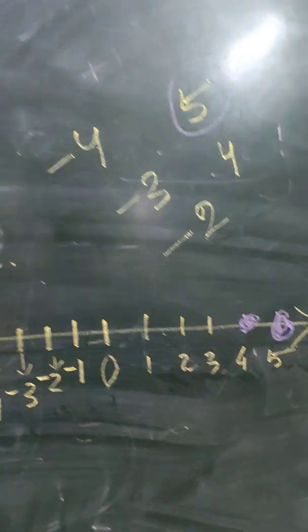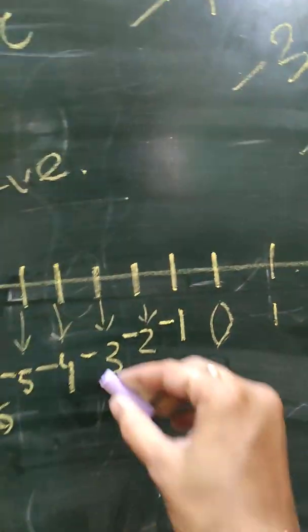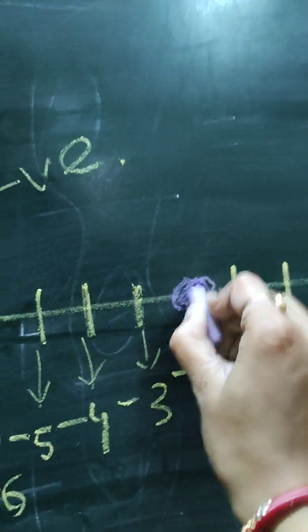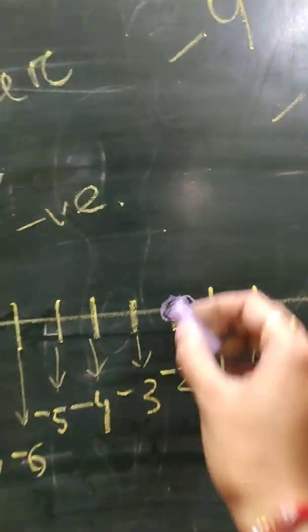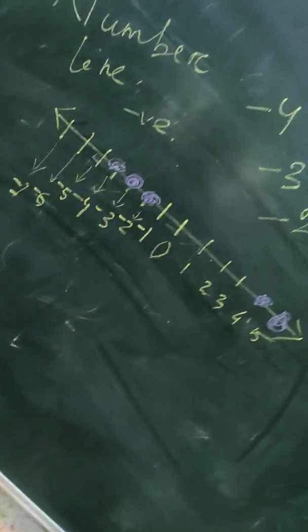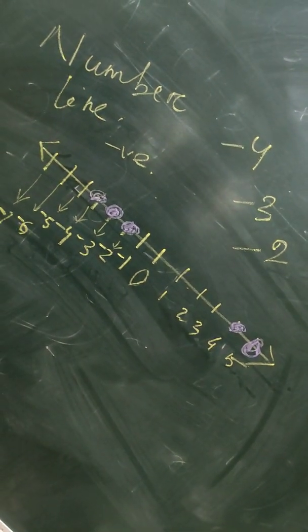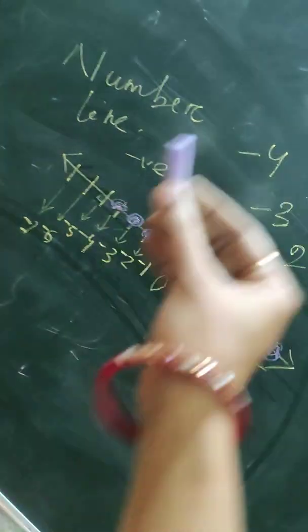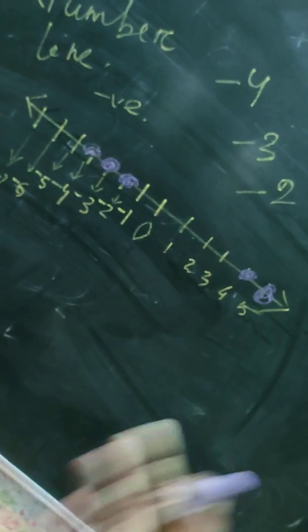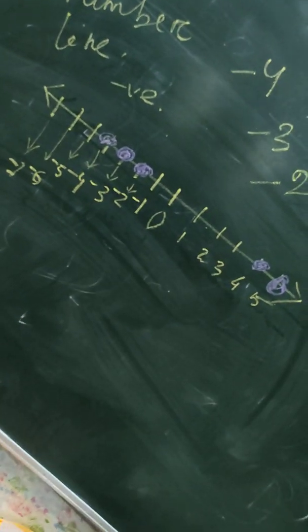If I have to write -2, I come down here. This is -2, -3 and -4. This is how we demarcate and put dots over the number line in order to indicate -4, -3, -2, 5, 4 or any other integers which have been given to you.